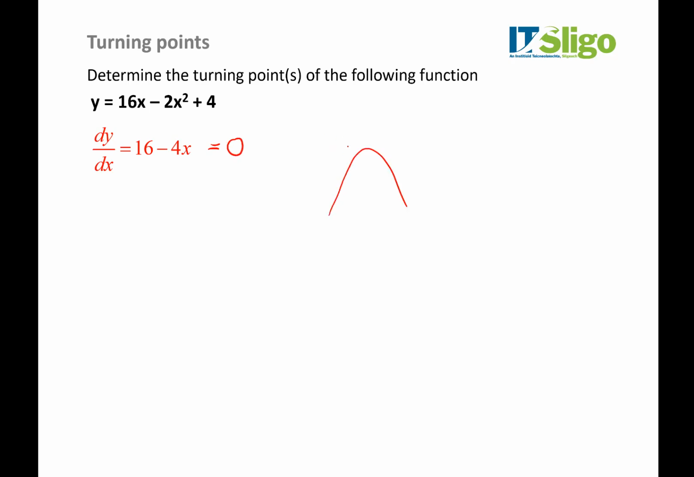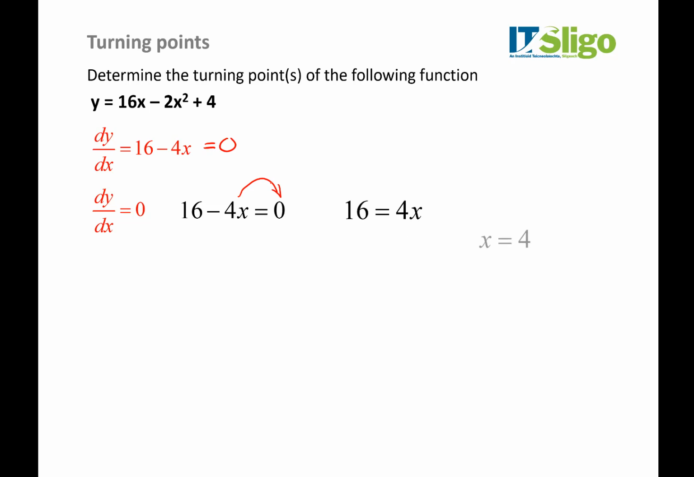How do we find this point? We find it where the slope is 0. And m, guys, remember, is dy/dx. dy/dx is equal to 0. So we're going to let this equal 0. Hop the 4x over to the other side. And then divide both sides by 4.